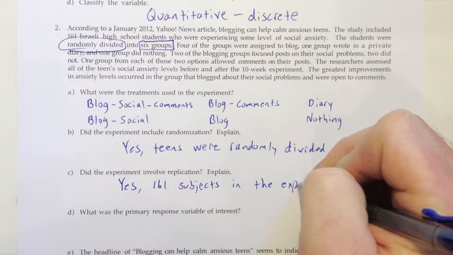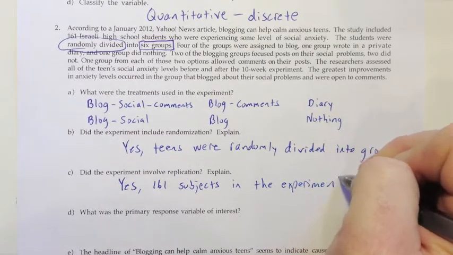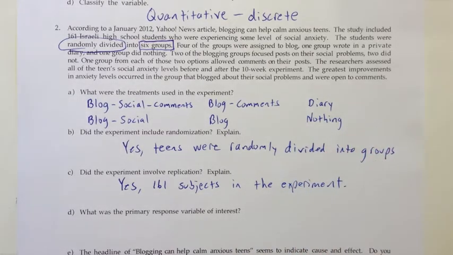There's always the question of, was it enough replication? And that's one we're actually not prepared to answer in this early chapter, but there definitely is replication because they had more than one subject involved in the experiment, and 161, so they actually probably had several in each of the 6 groups. What was the primary response variable of interest?